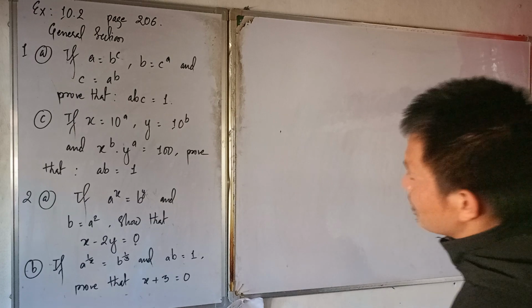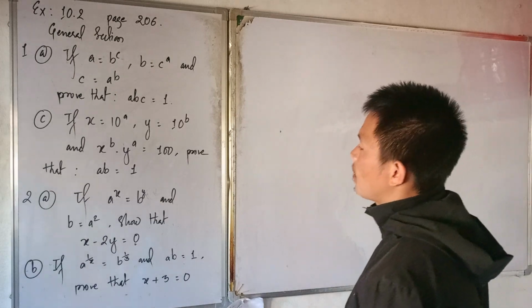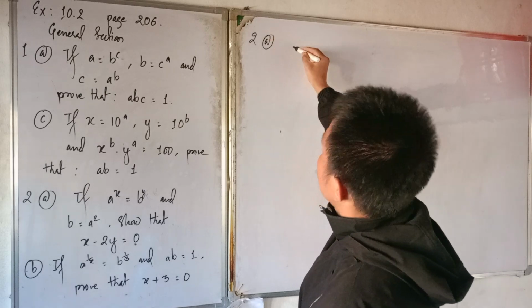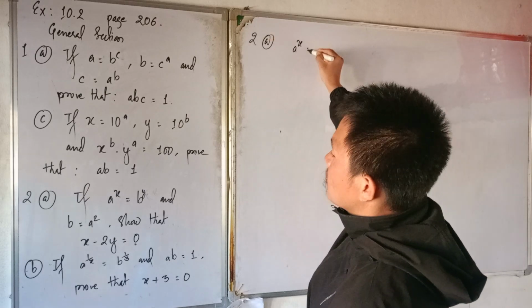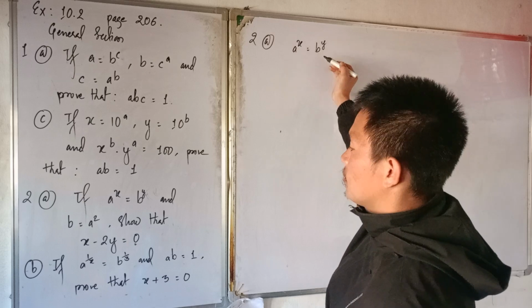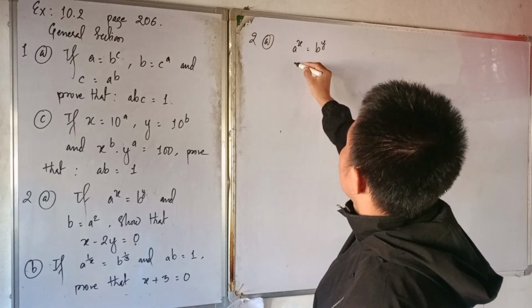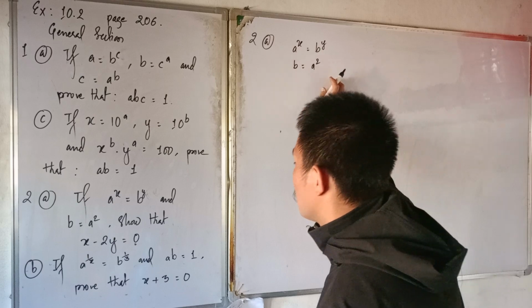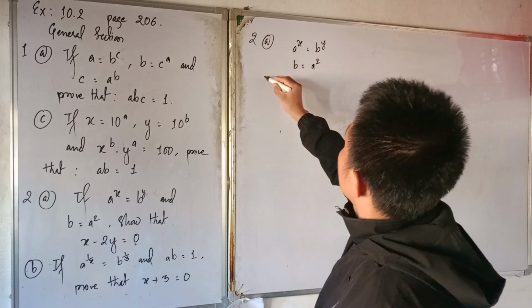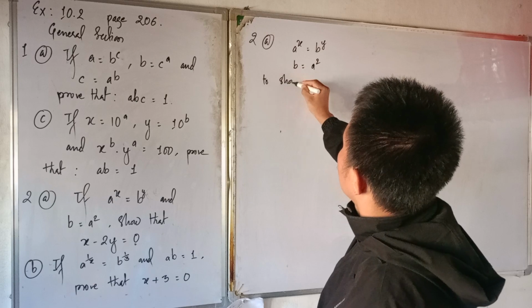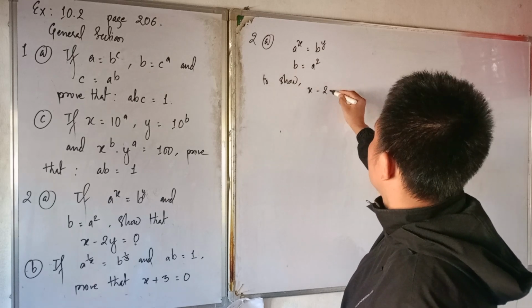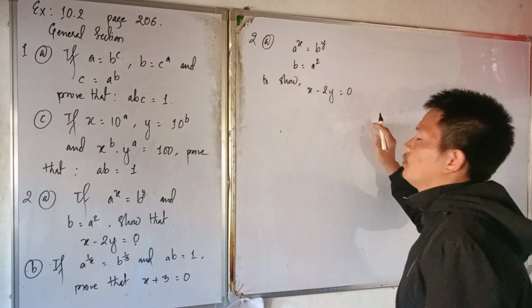In 2a, we are given a power x is equal to b power y, and another condition, b is equal to a square. Then you have to prove x minus 2y is equal to 0.